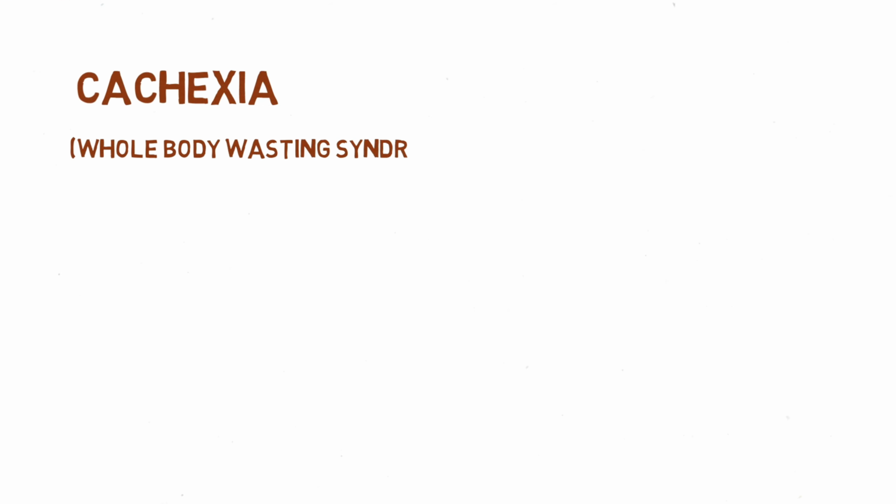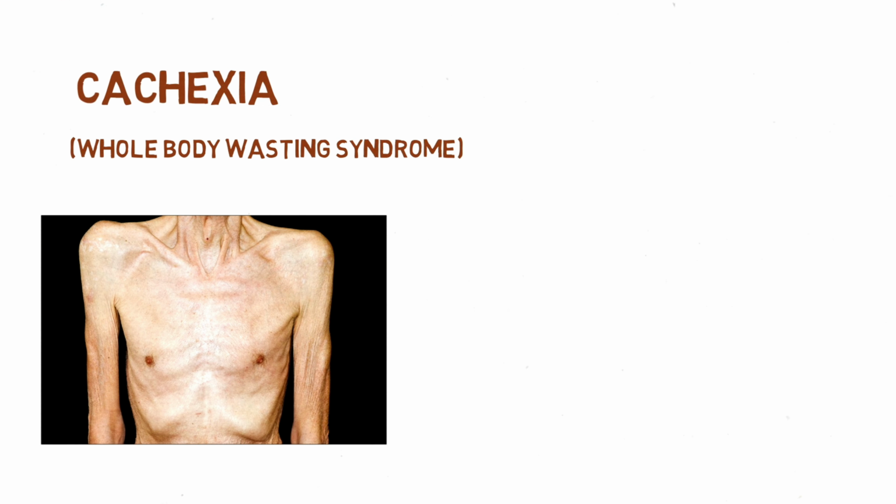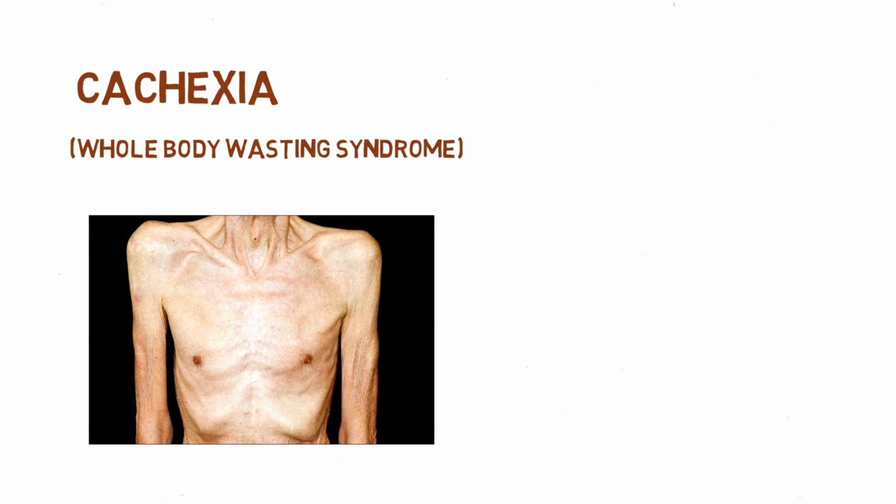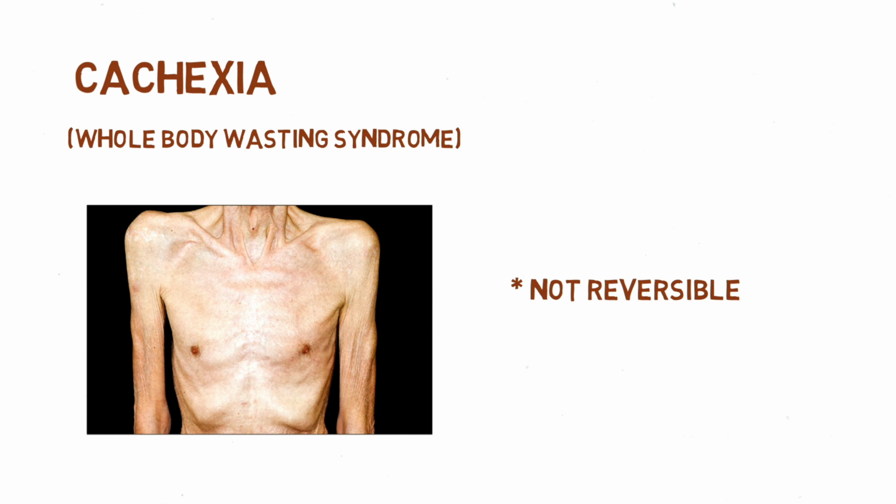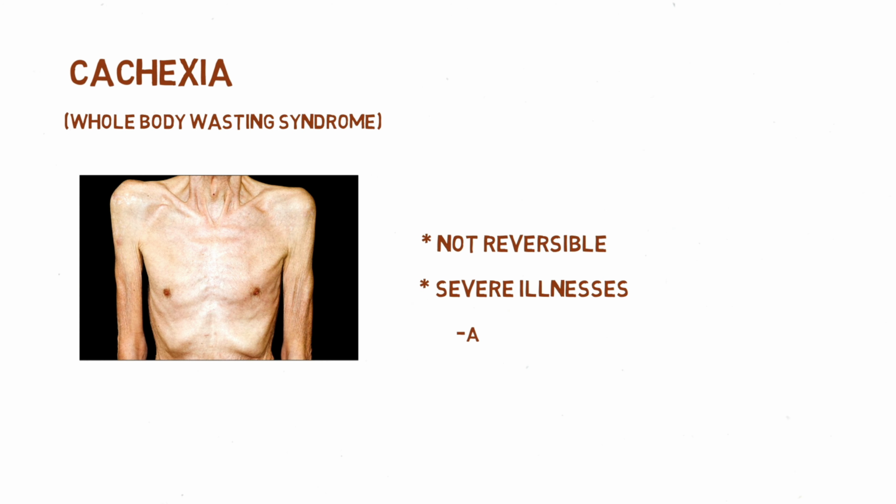But there's also a more severe form of muscle atrophy which happens in cachexia, or whole body wasting syndrome. This form of muscle atrophy is often so severe that it's not typically reversible and happens in severe illnesses like AIDS or in some forms of cancer.